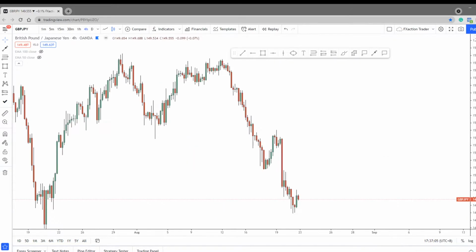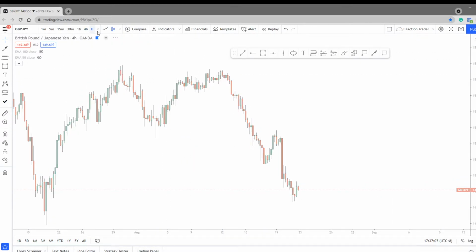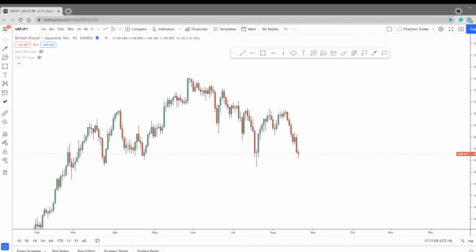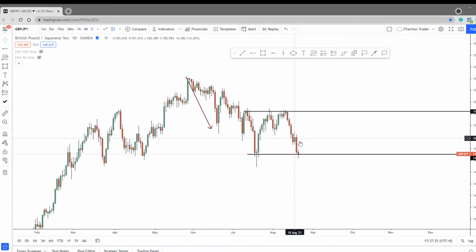So let us have a look at the pound yen. If we compare the chart between the pound yen and the pound dollar, both of these charts share similar behavior or structure. The first thing we can see is that the market has been trading in a downtrend, then entered a sideways condition, and now the market is retesting the low of this sideways structure.